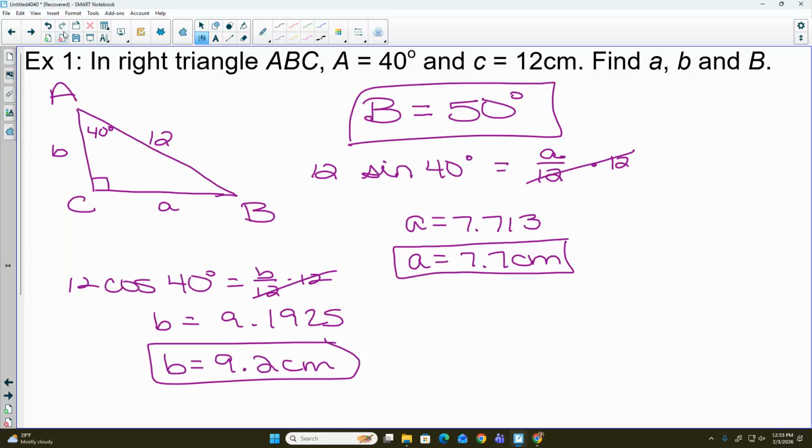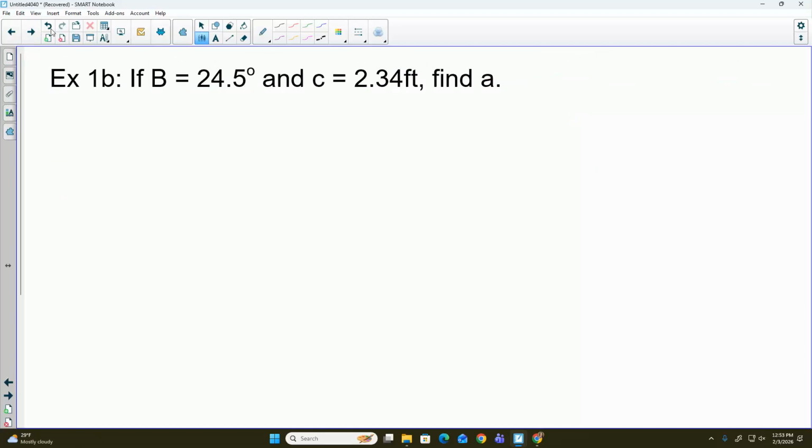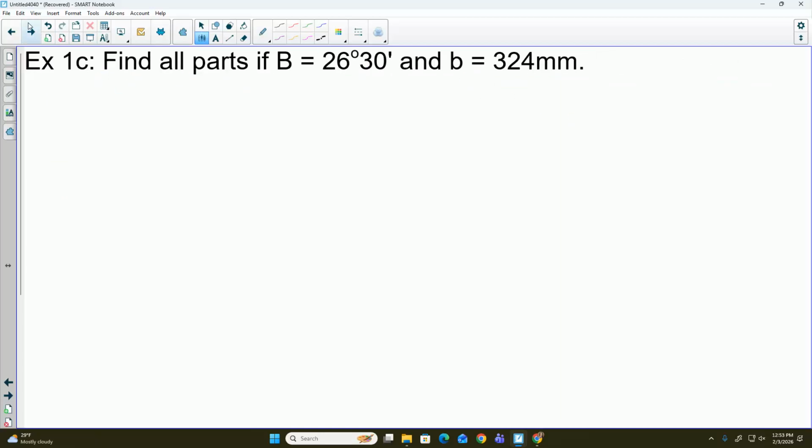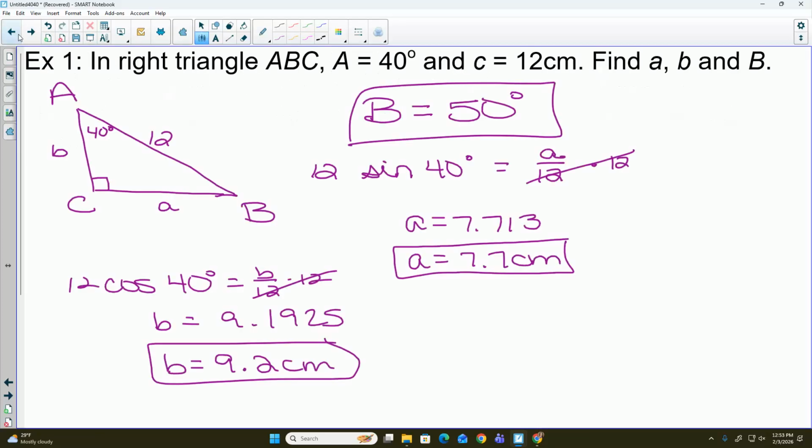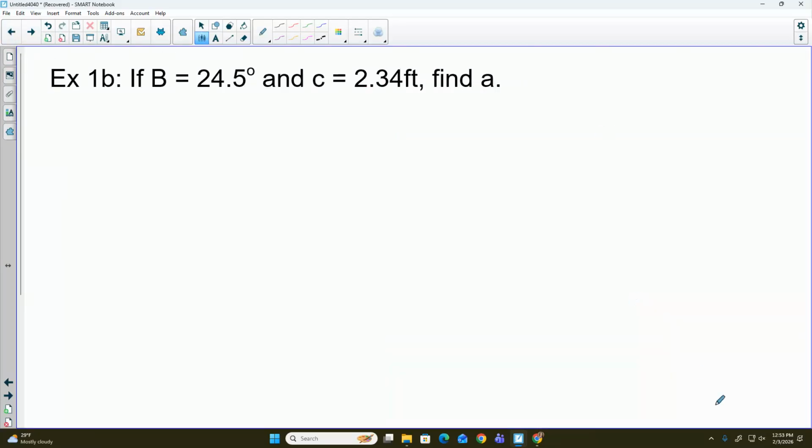So I'm not even asking for everything this time. All I asked you to find, let's see, make sure I picked the right one. Okay. So find side A. Does everyone know where to label side A in this? Where does it go? It's across from angle A, so in between angles B and C.